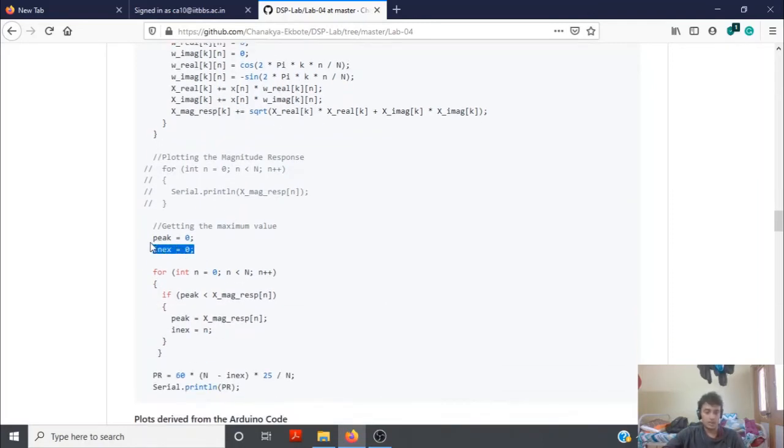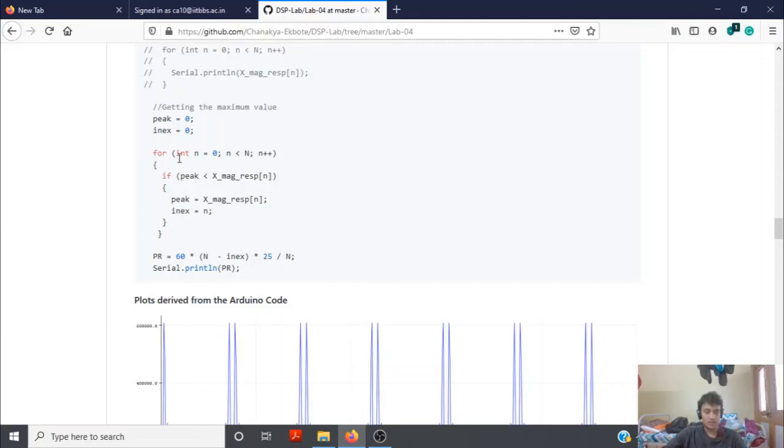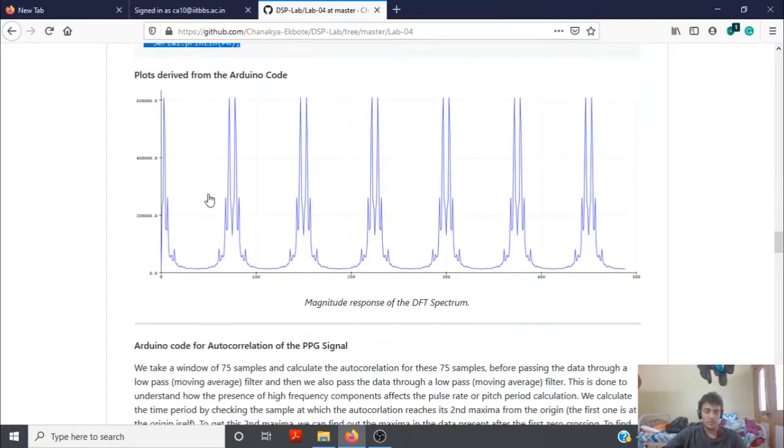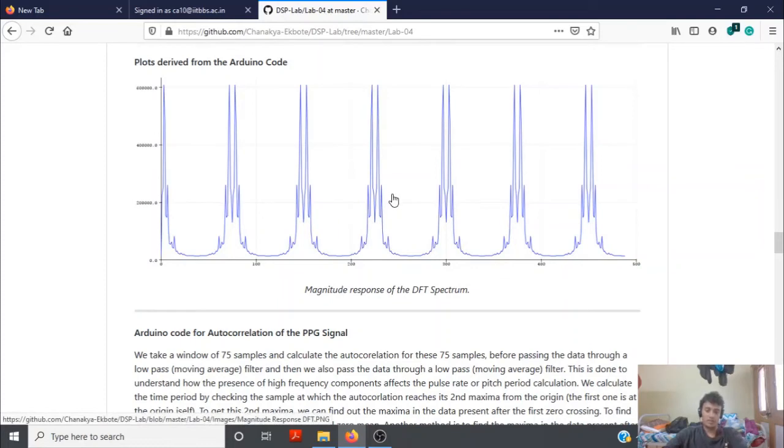So now to get the peak value and the index of that peak, you just have to iterate over all your n's, and if peak is less than some particular magnitude response value, you find the peak and you get the index. So all you do is you first reset the values to 0, and then if your peak is less than the next value of the magnitude response, your guess of the peak was wrong, and hence you update your peak value, and that particular n becomes your index. And then you just calculate the pulse rate with the same formula that we have got before, and this is the plot that we have obtained from the DFT spectrum.